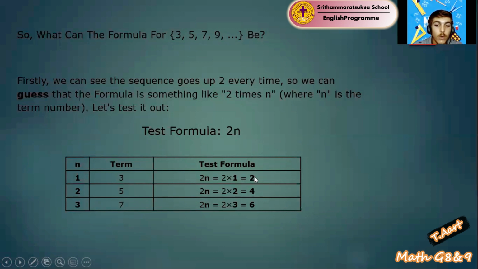But what if we were to plus 1 at the end here? 2 plus 1 would be 3. 4 plus 1 would be 5. And 6 plus 1 would be 7.